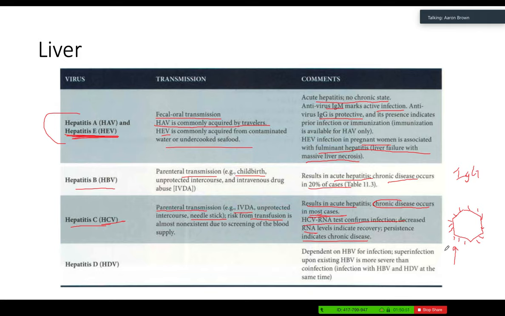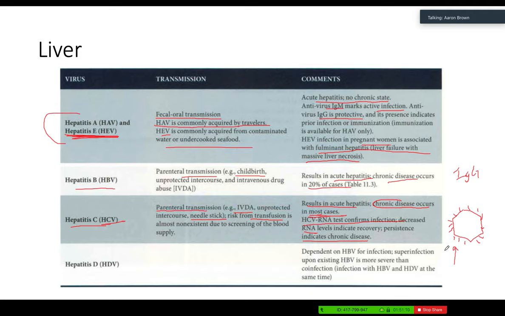Now we have to mount a new IgM response to that. Those IgMs are going to become IgGs. And guess what? Now those IgGs are not working against that same virus again. Okay, and so because it has this ability to mutate and change its appearance, we cannot develop a vaccine for this.